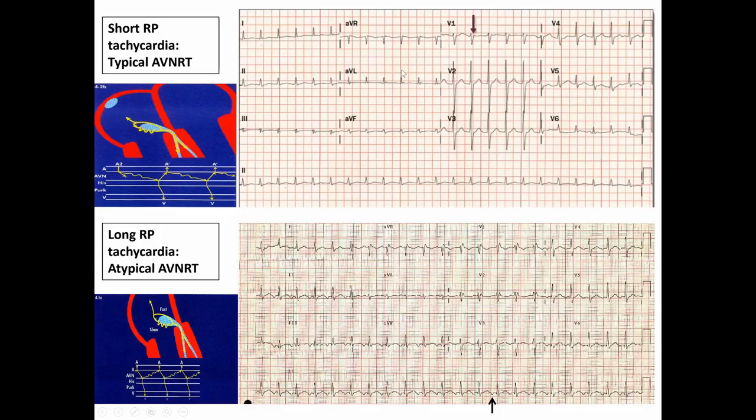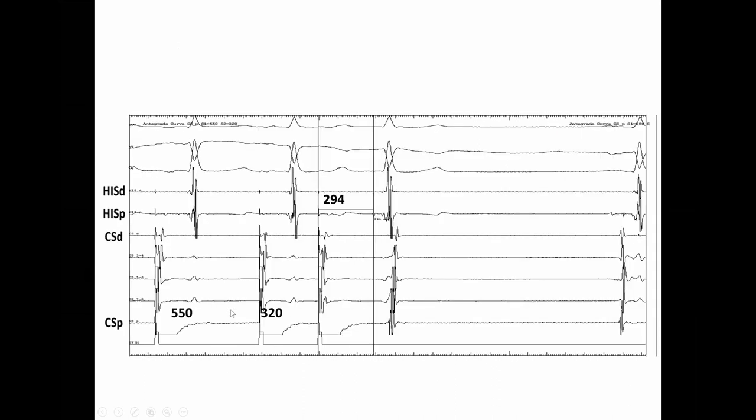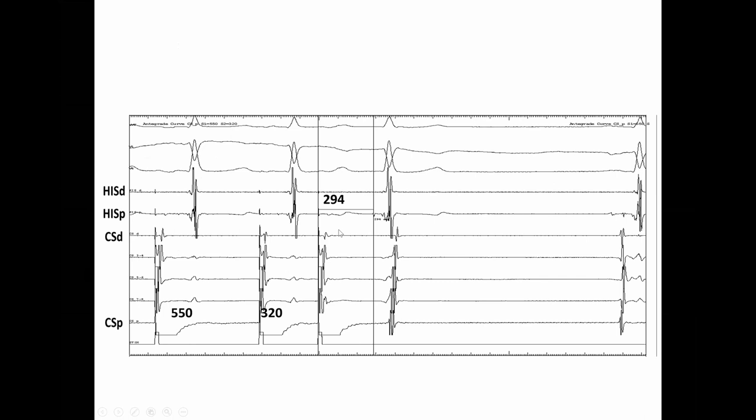These are just the ECGs and the diagrams that we showed before. And this is a case example. We've got our pacing cycle length here, and we're pacing from CS prox. We've got the surface ECG and the His catheter. You can see the AHV interval here, and we're putting in an extra stimulus at 330 milliseconds, and I've measured out the AH time for you. We've gone from an extra stimulus of 330 to 320, and our AH time has gone from 119 to 294, so that's very clearly more than 50 milliseconds for a 10 millisecond decrease in extra stimulus.